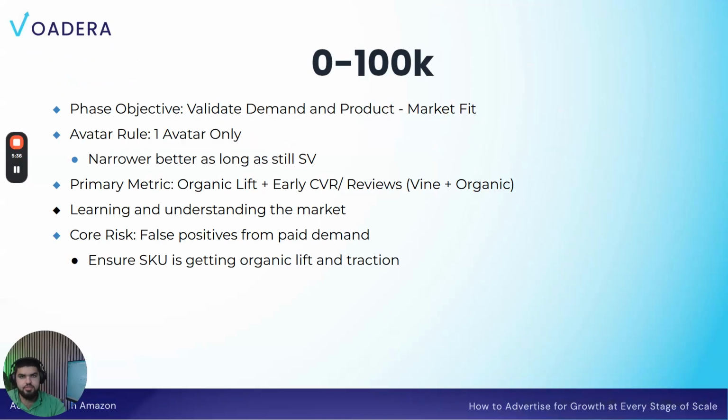So now let's jump into the various phases, right? So 0 to 100K, this is when you're initially launching, and this is per year, right? So your product is doing 0 to $100,000 per year in revenue. The objective here is to just validate demand and product market fit. You want to make sure that something exists for the product. It's also positive sentiment. You're only targeting one avatar specifically, and the more specific you are here, the better, as long as search volume exists.